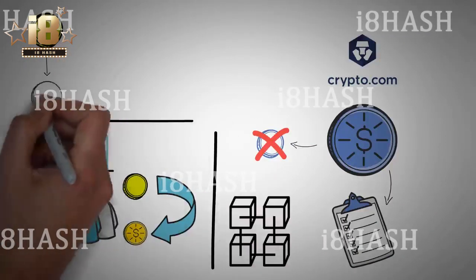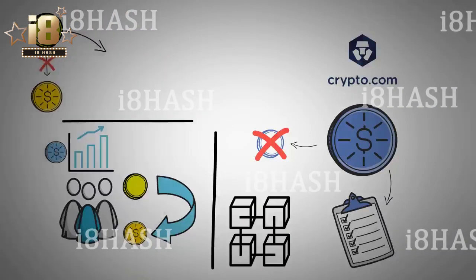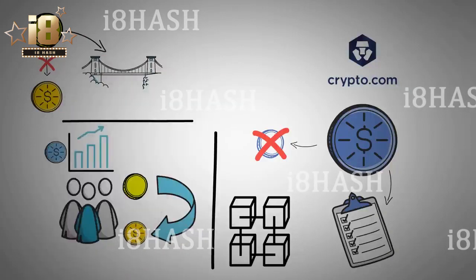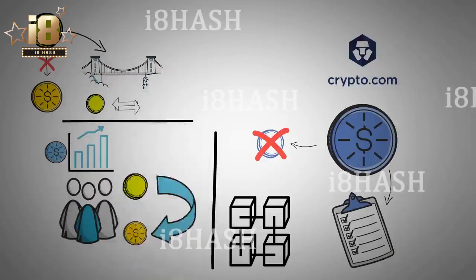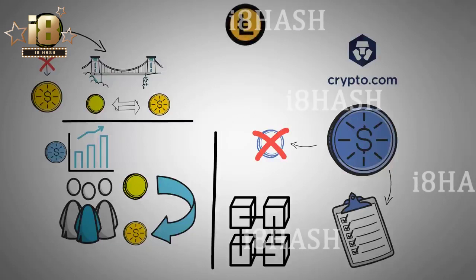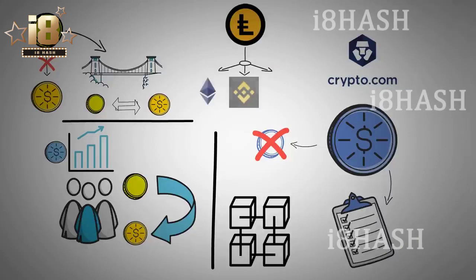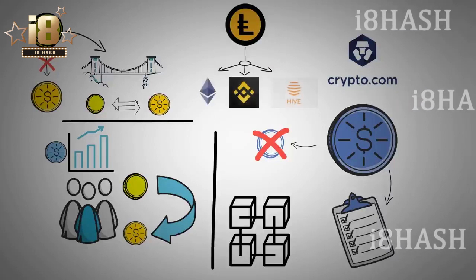So here's an important thing. You can't convert a token straight into a coin. You can create a coin that functions the same way and then create a bridge that will allow users to swap out their previous tokens for the new coins. In some cases, some coins like Leo are tokens on multiple networks. For example, Leo is on the Ethereum network, the Binance Smart Chain network, and the Hive network.